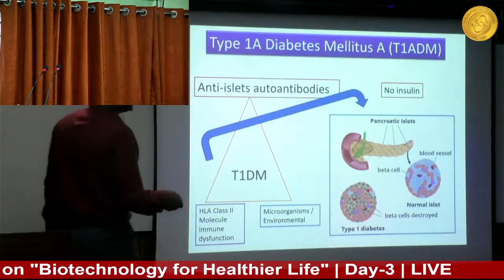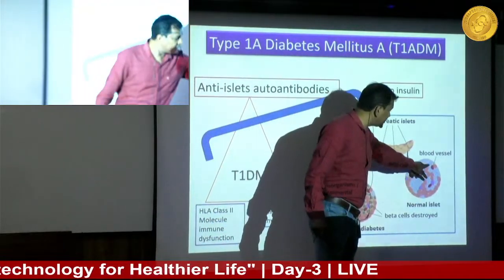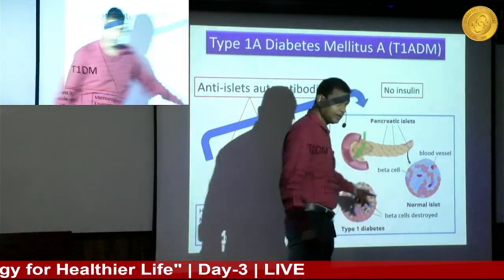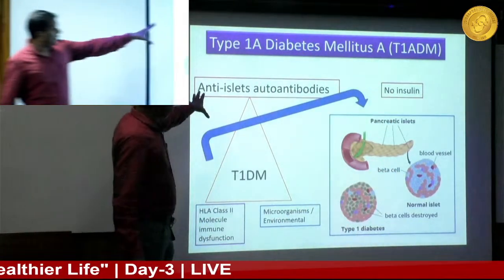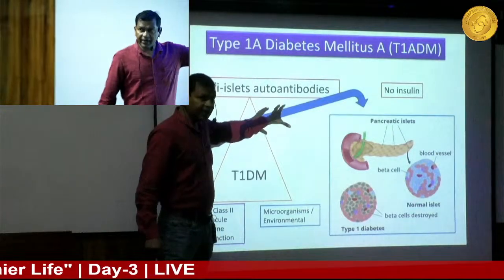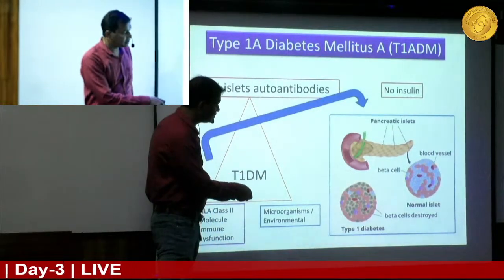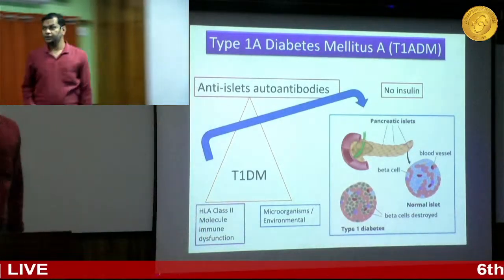Anti-islet autoantibody attacks, the beta cells are destroyed. This is the normal islet, these are the beta cells, pink color, and the other is the alpha cell, mainly alpha and beta cells. When anti-islet autoantibody attacks, the beta cells are destroyed, and here the beta cells are not present. That is type 1 diabetes.